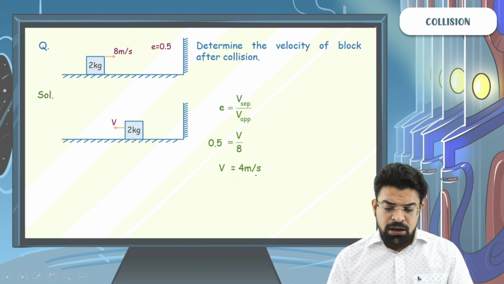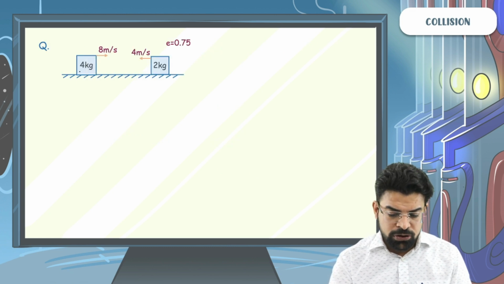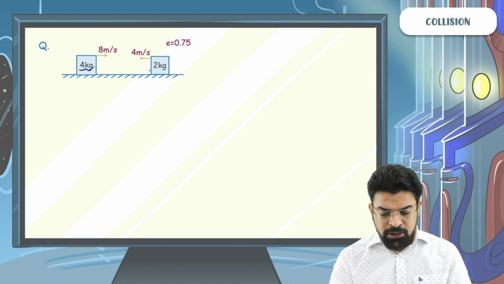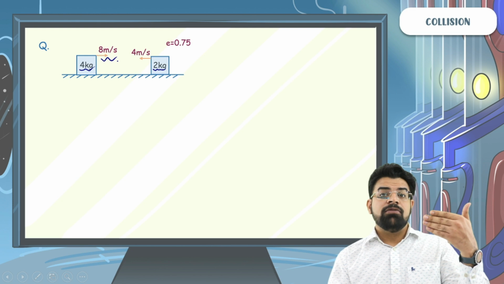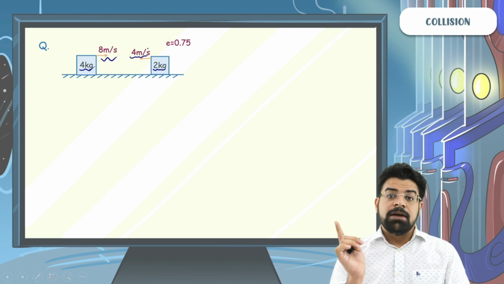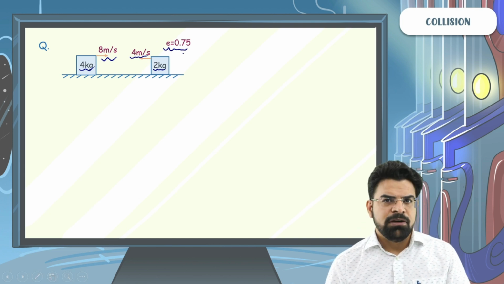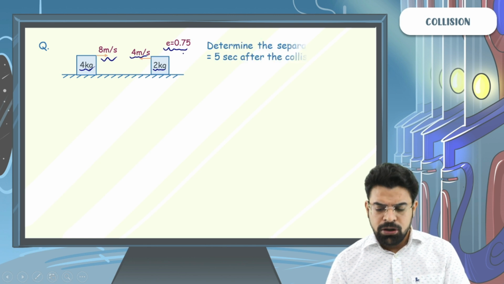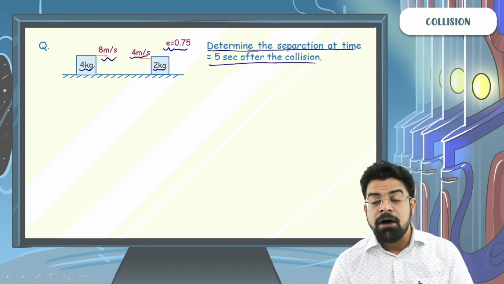Similarly, let's try out the next question. Question is, there are two blocks, one of mass 4 kg, another block of mass 2 kg. The block of mass 4 kg goes towards right with a speed of 8 meter per second. The block of mass 2 kg goes towards left with a speed of 4 meter per second, and the coefficient of restitution is 0.75. 0.75 means 3 by 4. Question is, determine the separation at time equals 5 seconds after the collision.